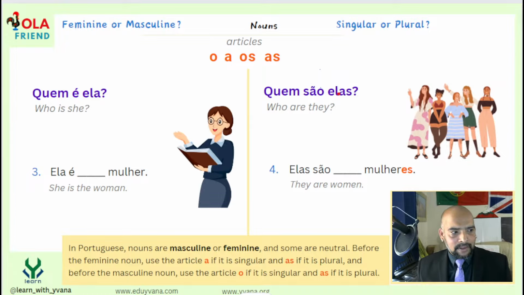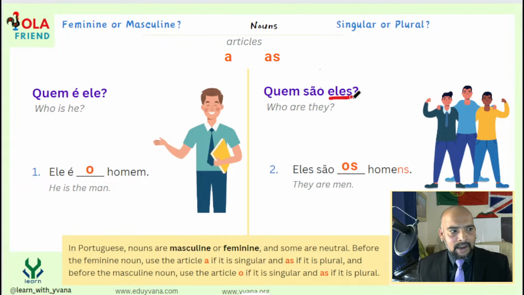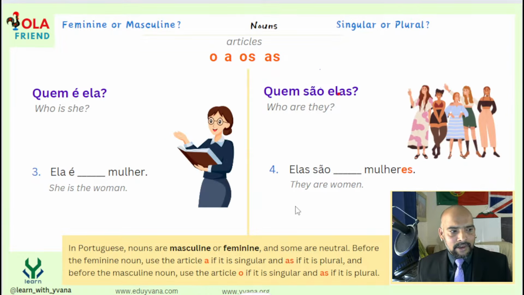If you see the previous slide, you can see elas. Elas is for a group of females, or feminine. So here we are saying elas são mulheres. So when we talk about the plural, we have to change the noun to the plural form. Here mulher is a singular one, and here mulheres, we add just es, right? Mulheres means this is the plural form, two or more females, right? And let's see what it says here, and we will identify.